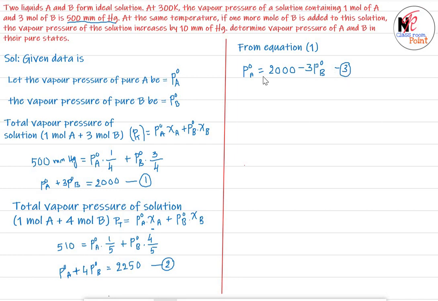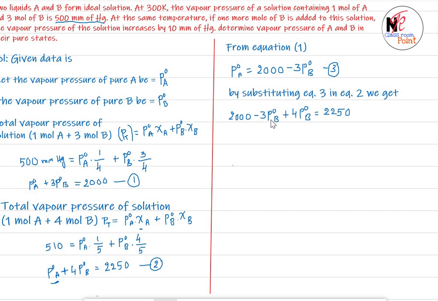Now let us substitute this P naught A value in equation number 2. So it becomes 2000 minus 3 P naught B plus 4 P naught B equals the right-hand side. Now minus 3 P naught B plus 4 P naught B becomes P naught B. So finally the P naught B value equals 550 millimeters of mercury. Earlier I made some mistake here, that calculation I corrected over here.